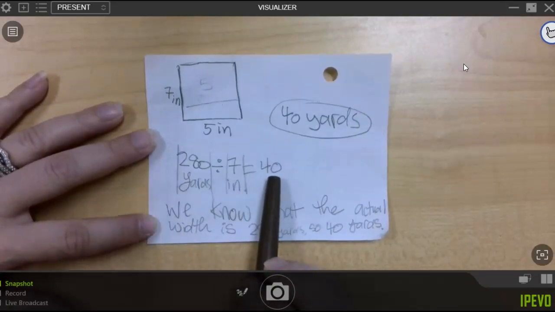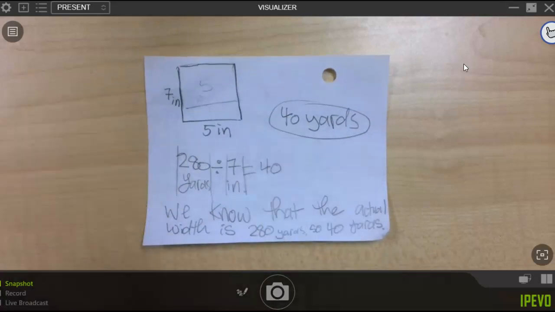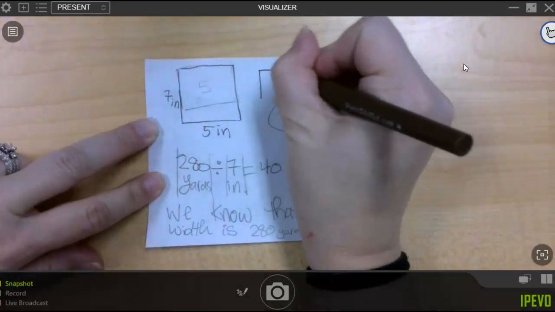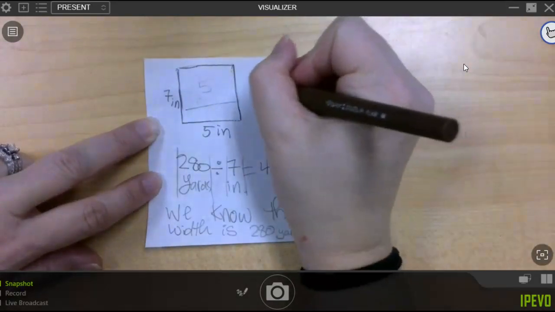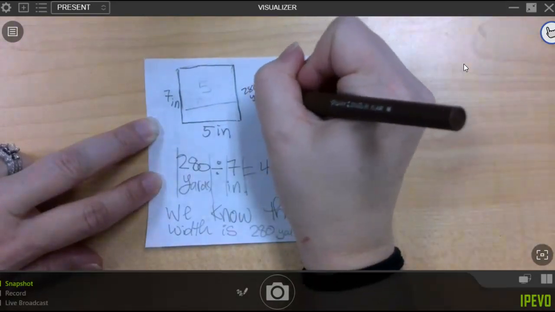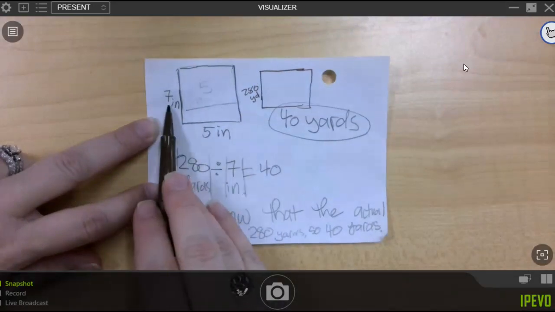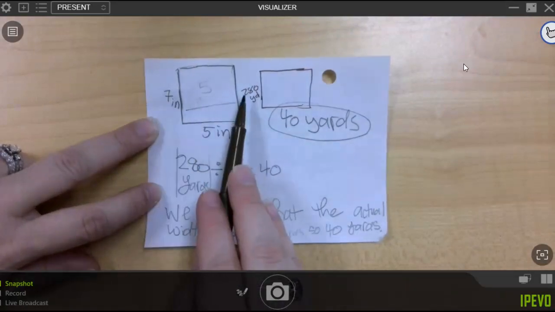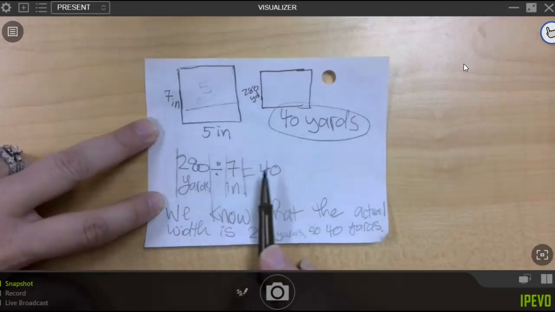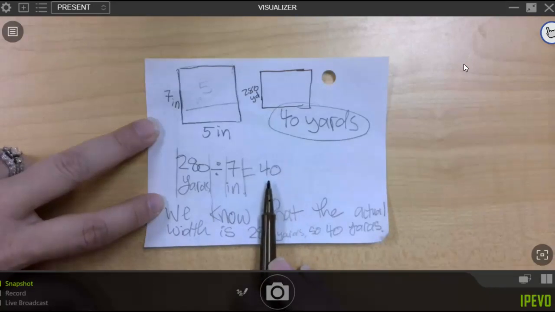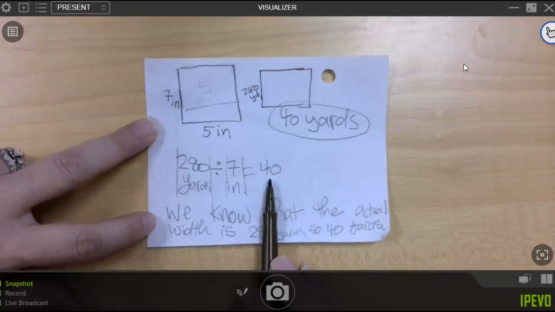But what this 40 tells us, when we do that 280, because the original, or the bigger park, I should say, the bigger park is 280 yards. And so they knew that the 7 is related to this 280. So how are they related? They did the division. And from the division, they found this number 40. That number 40 is an important number, but it's not the answer. So what do we do with that 40 now that we have found it?